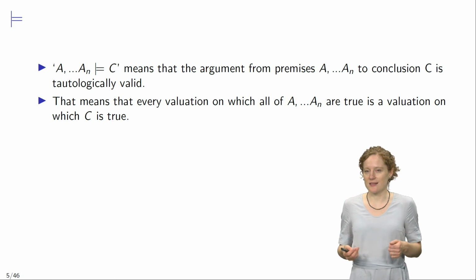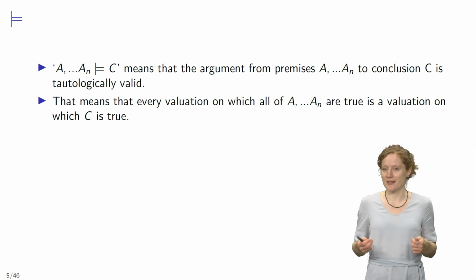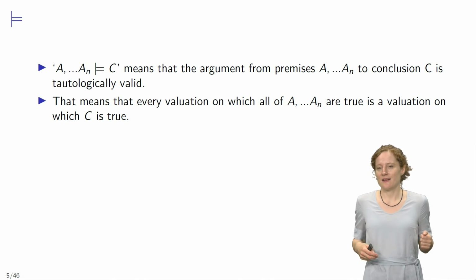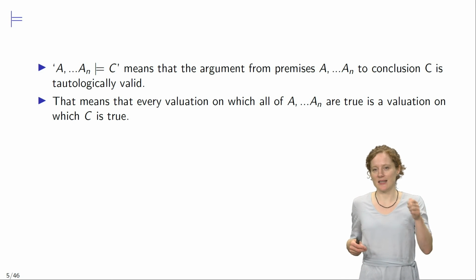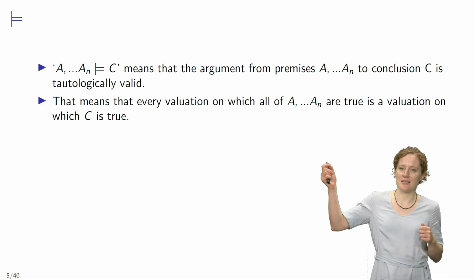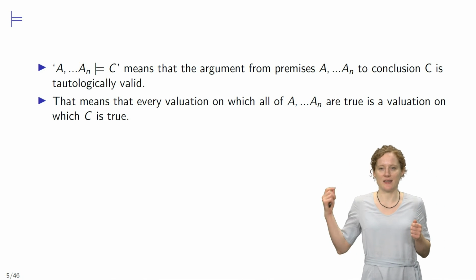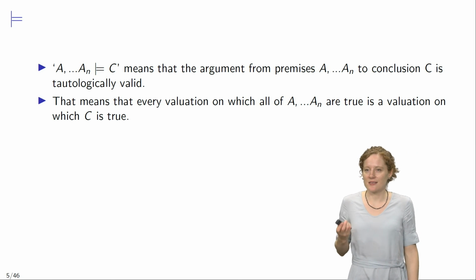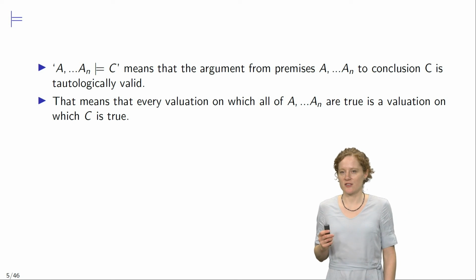So that means that if you look at the joint truth table for A1 to AN and C, then every row in the truth table where each of the sentences A1 to AN has a T under its main connective is also a row where C, the conclusion, has a T under its main connective. So you can see that an argument is tautologically valid by looking at its truth table.